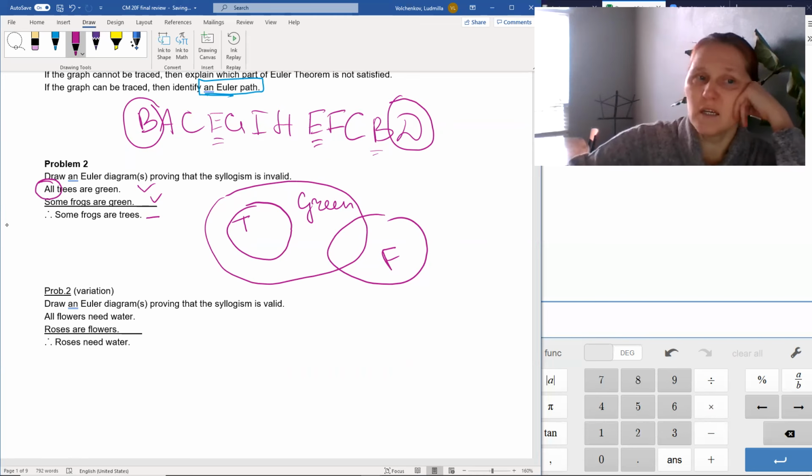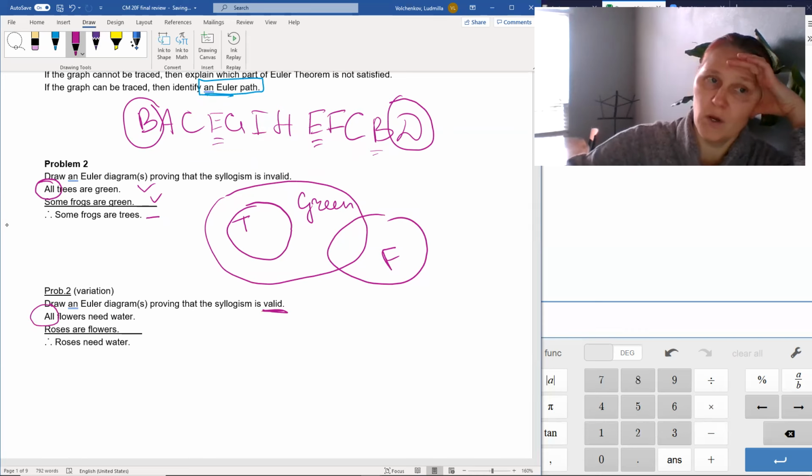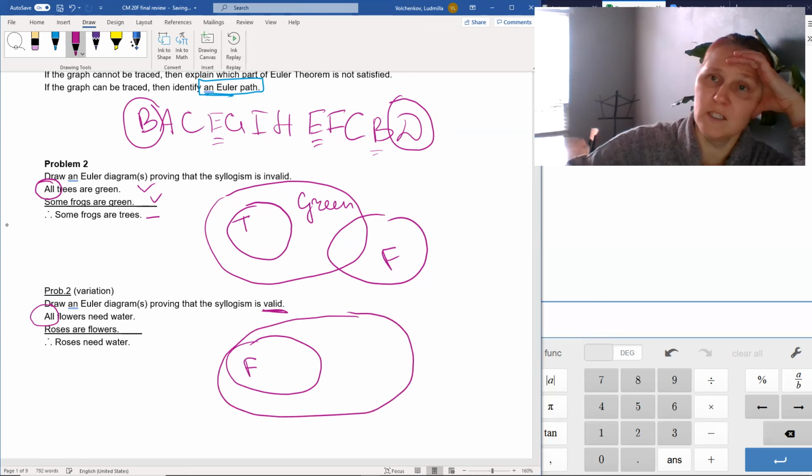Another variant: it is known that the syllogism is valid, prove it by Euler diagram. All flowers need water. Roses are flowers. Roses need water. Okay, we also start with all because there's only one way to show it. All flowers must be inside the circle for things needing water.